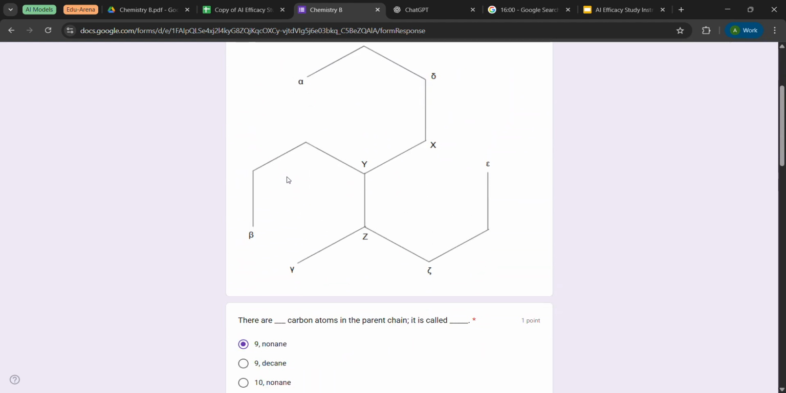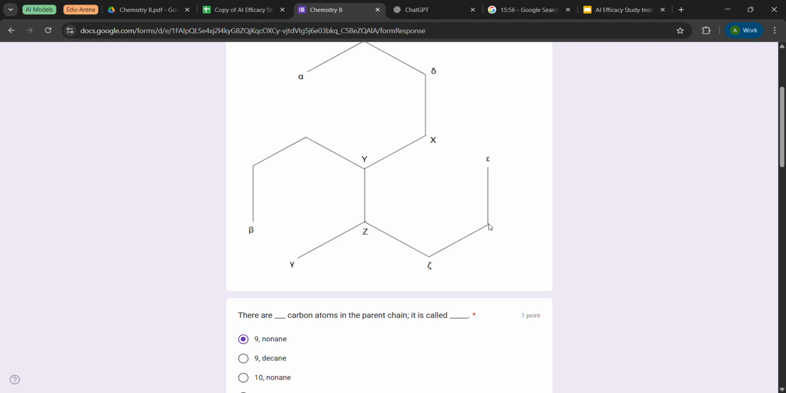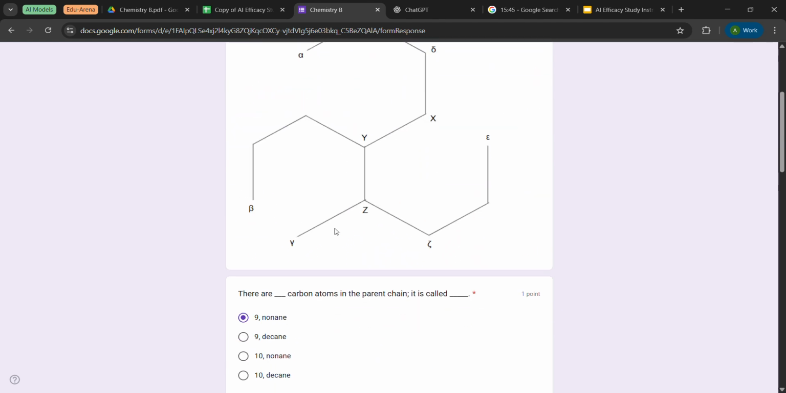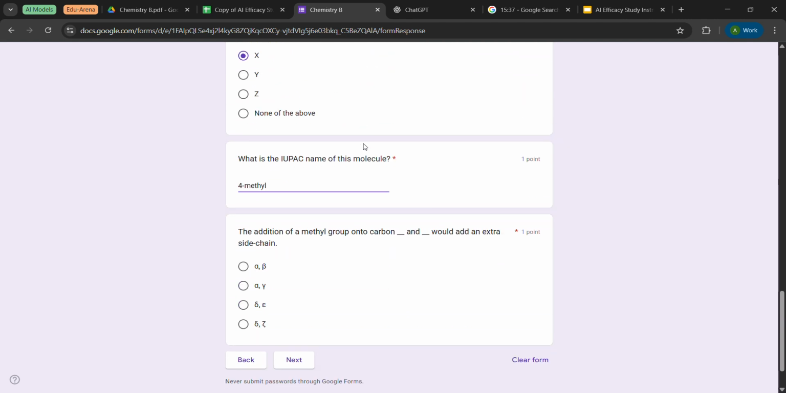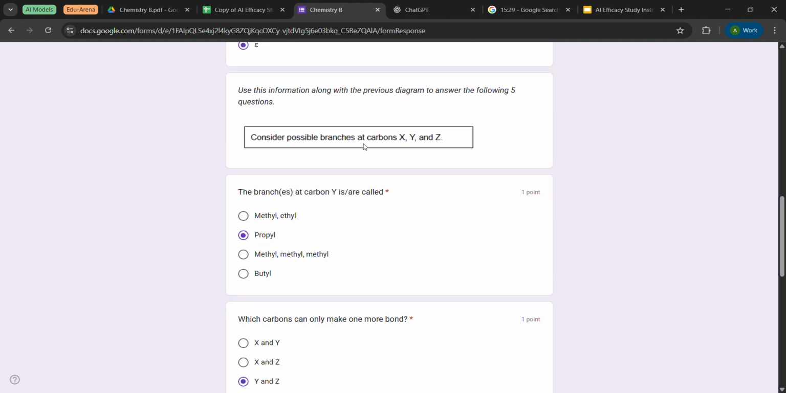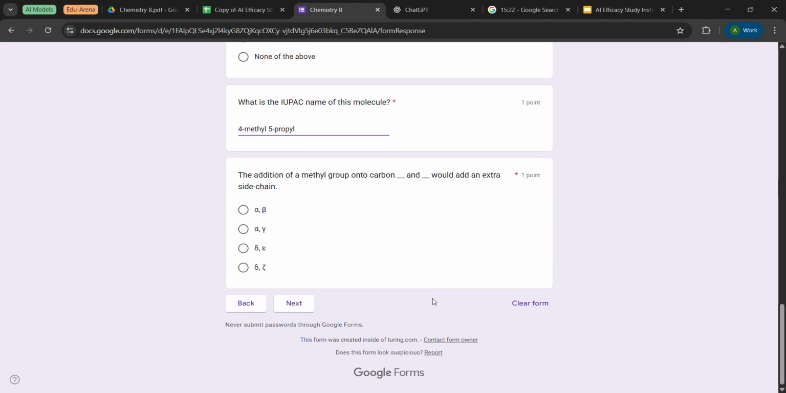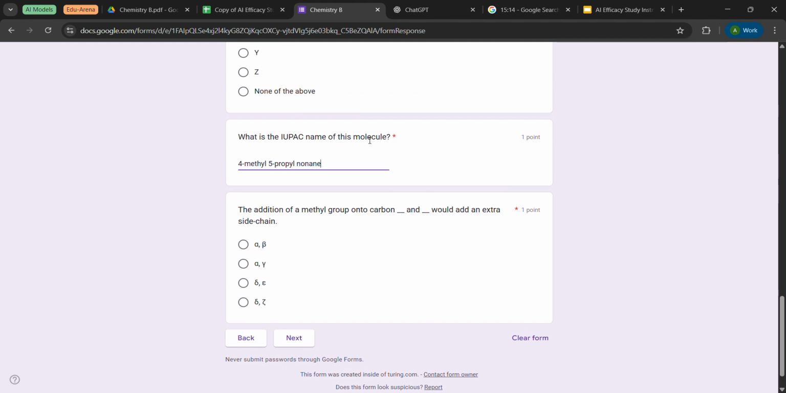What is the IUPAC name of the compound? Okay, that is a little bit tricky, but 1, 2, 3, 4. So I'm guessing 4-methyl, 5-propyl, and 1, 2, 3, 4, 5, 6, 7, 8, 9, nonane. 4-methyl-5-propylnonane. I'm guessing the spelling is correct here, propyl. Is this alphabetically correct? I'm guessing so. Or is it numbered? It doesn't really matter in this case.